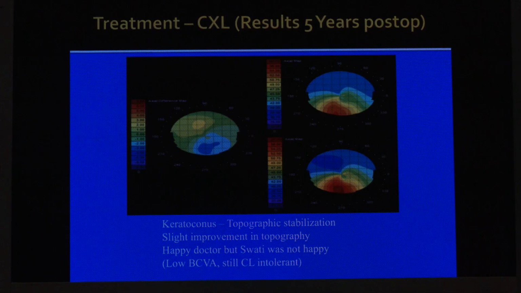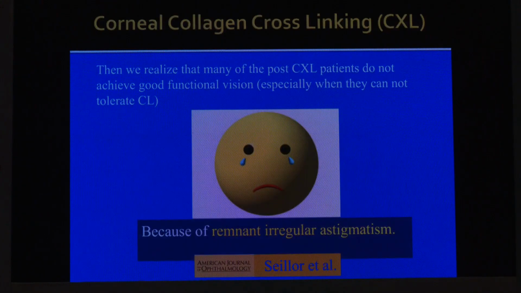You can see this is the pre-operative and this is the post-operative topography, demonstrating not only that there was a topographic stabilization, but in fact there was a slight improvement. So as doctors, we were very happy, but Swati was not. And that was mainly because she still had low best corrected visual acuity and she was still contact lens intolerant.